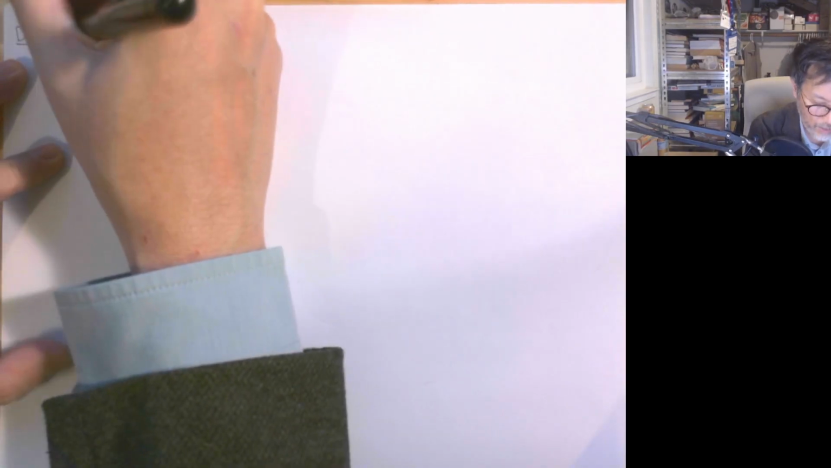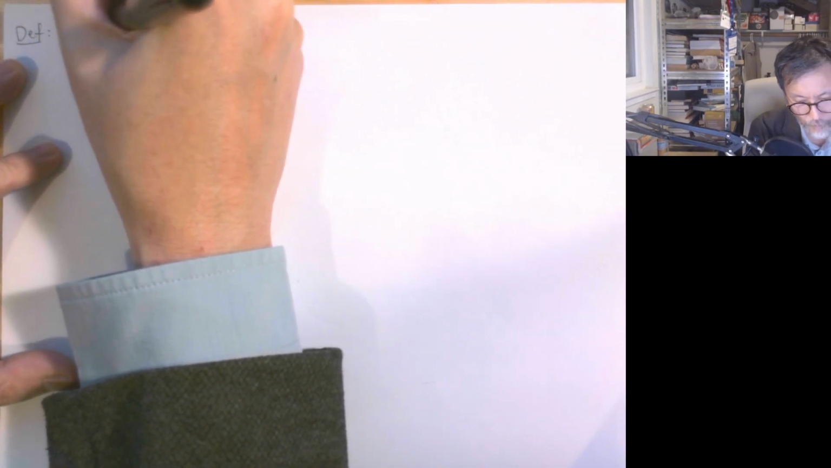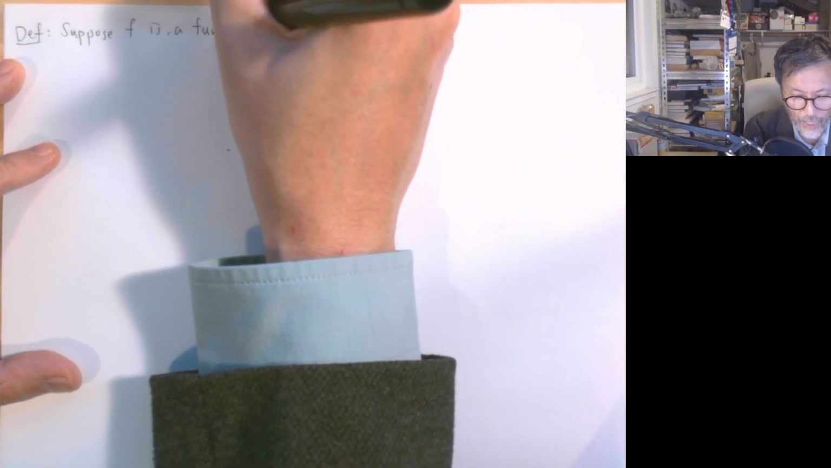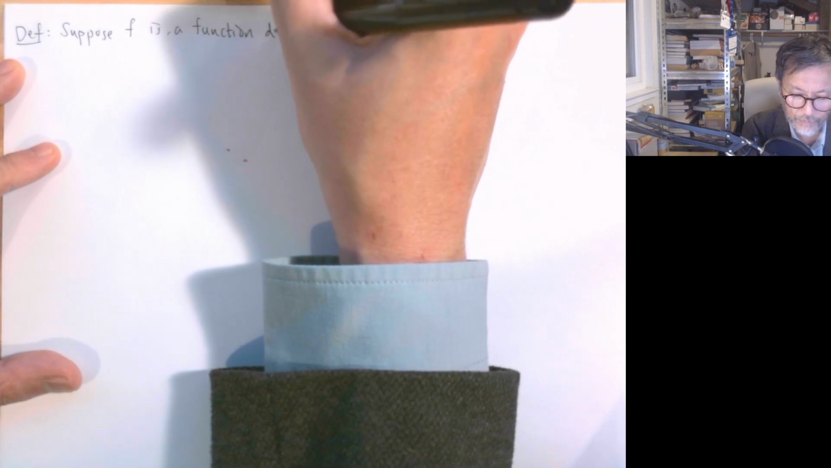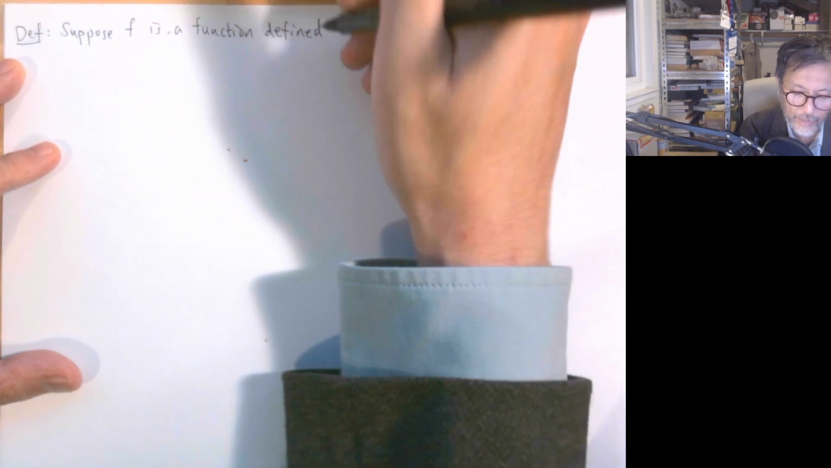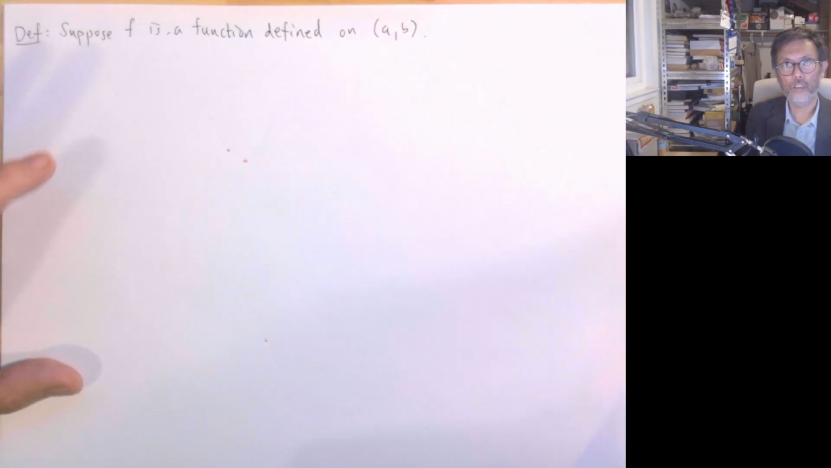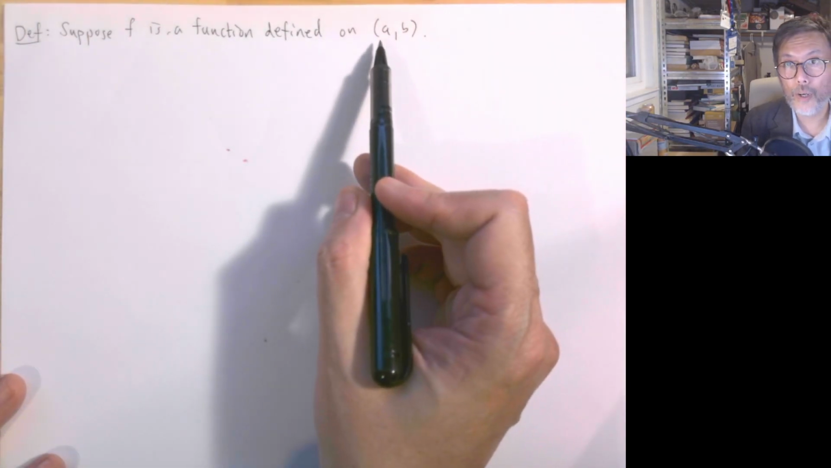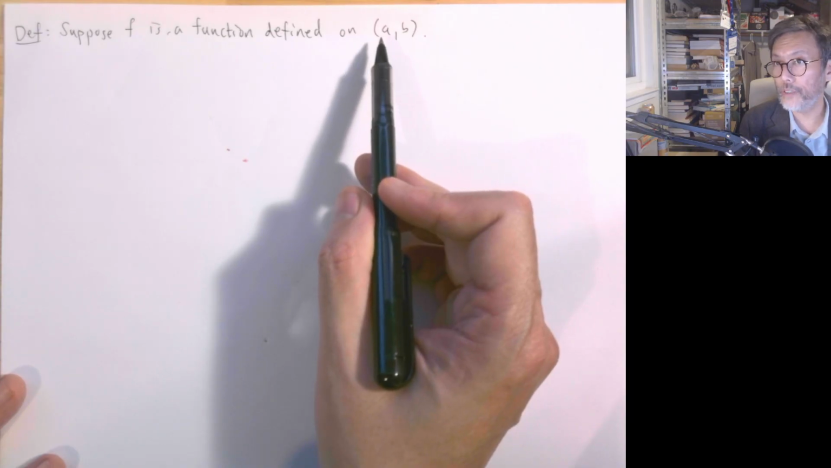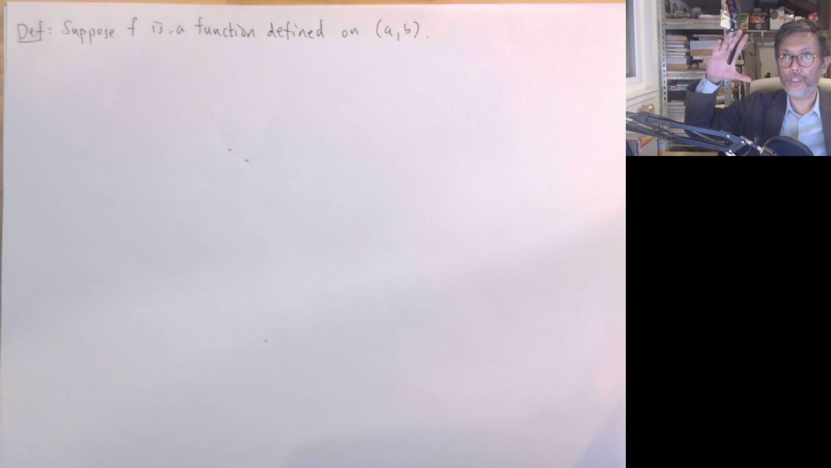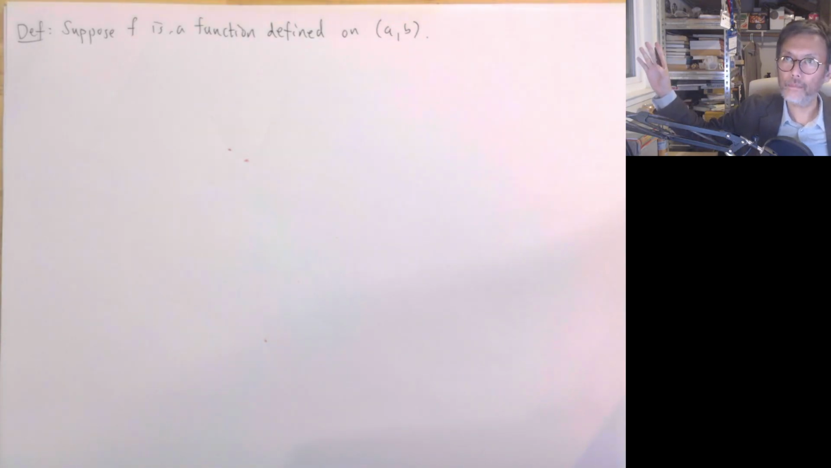So, definition, first of all, suppose f is a function which is at the very least defined on some open interval, which we'll call (a, b). Recall this is the collection of all real numbers greater than a but less than b, where we exclude a and b.